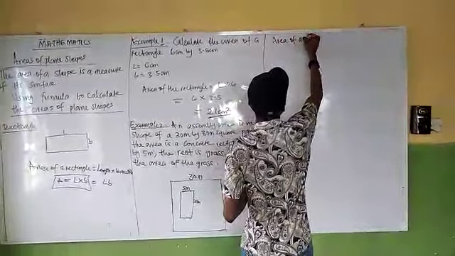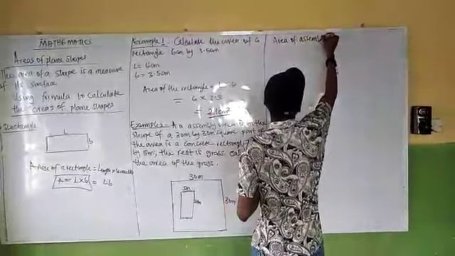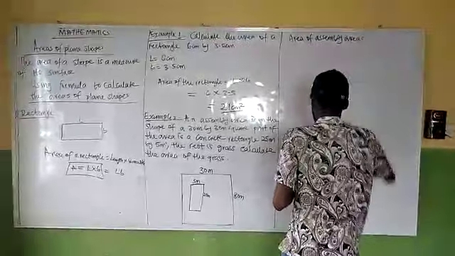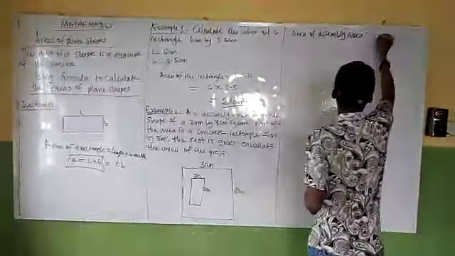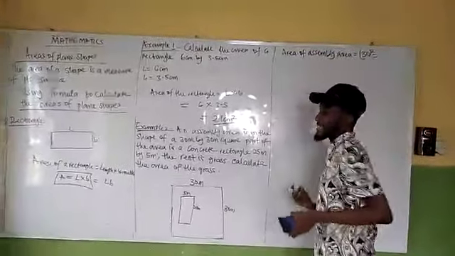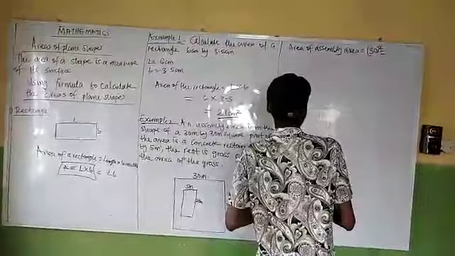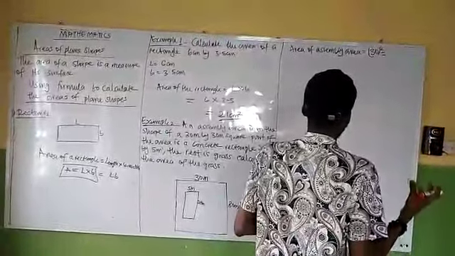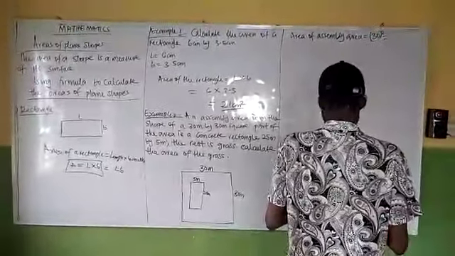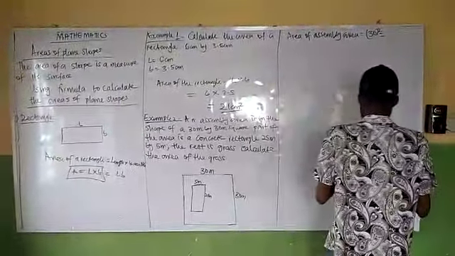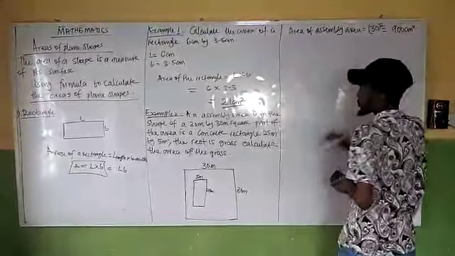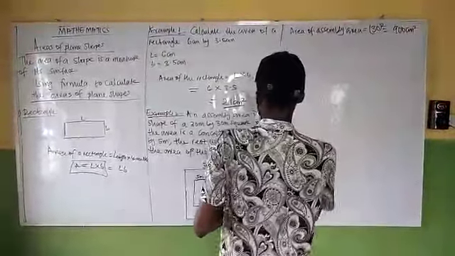area of assembly area. Remember, your assembly area is a square. So you are looking for the area of the square, okay? Which will now be 30 square, which is 30 times 30. Remember, the formula for finding the area of the square is L square. Okay, that is length times length. So take note of that. So 30 times 30 will give us 900 meter square. So take note of that. Then we have succeeded in getting the area of the square.